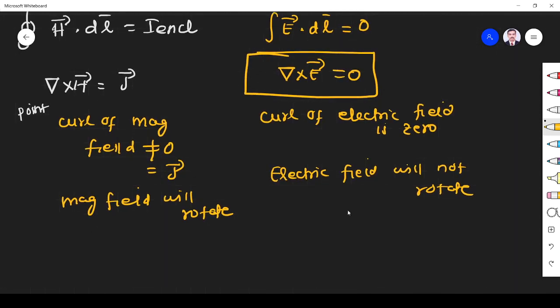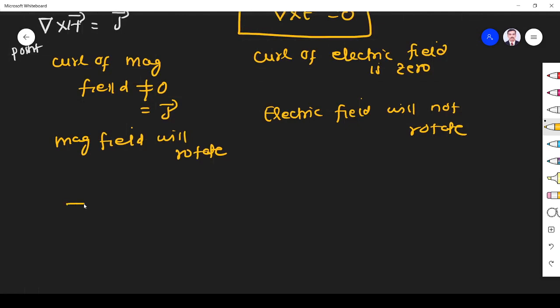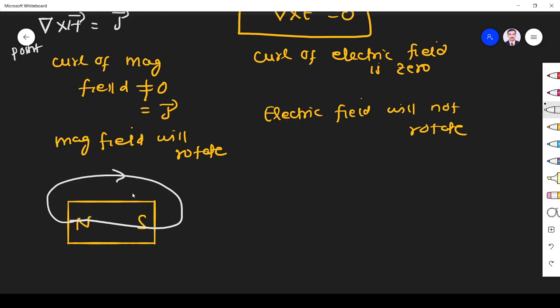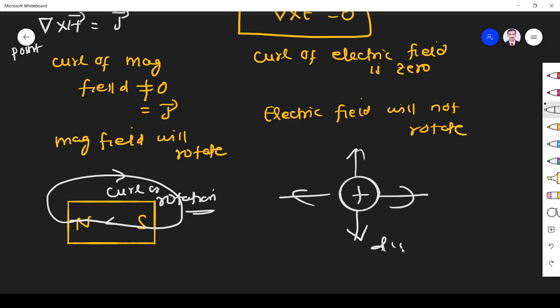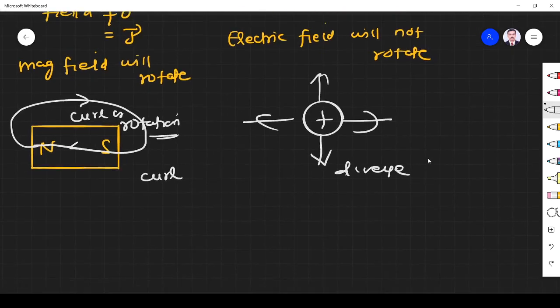So we hope you have remembered our magnetic field diagram of a magnet. Here we should have drawn the magnetic field lines like this. It will start from north, and it is going like this, and it is a closed loop. Rotation, it is fully closed. Inside there will be a line. It is curl, rotation, right? So the magnetic field will rotate. The electric field will not rotate. We know that the electric field will spread out. It will not rotate. It will diverge. The magnetic field will rotate. The electric field will diverge. That is a very important point, right?